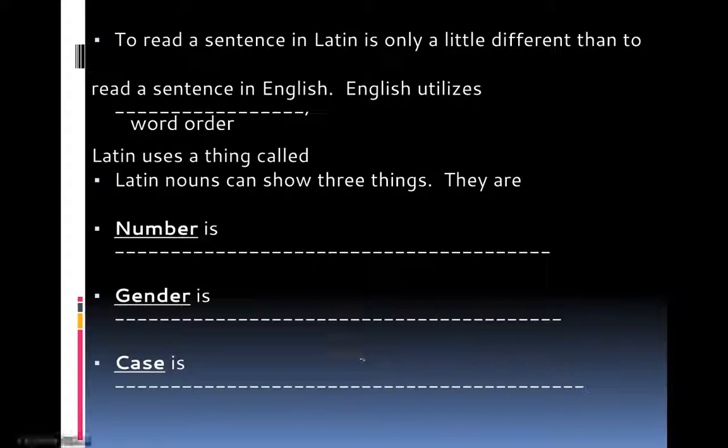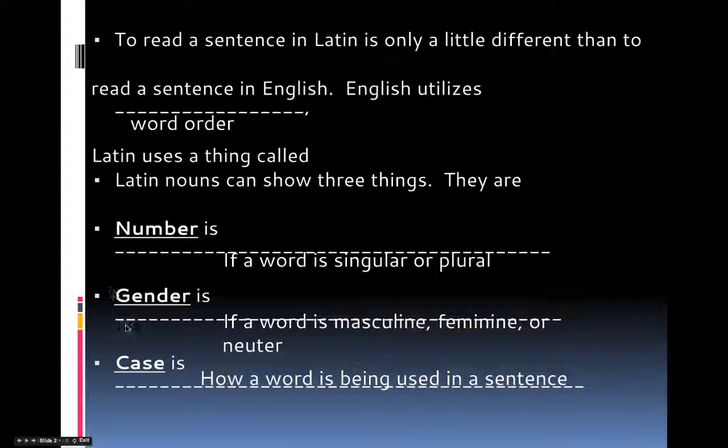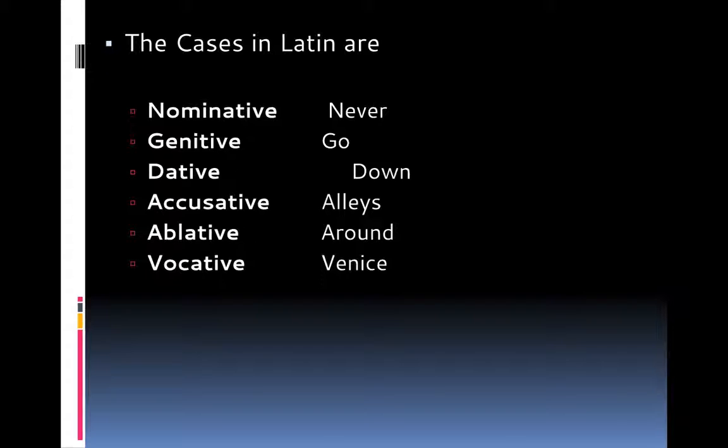And I don't know why that's not showing up, but anyway, it should say case right there. Latin nouns can show three things. They are case, number, gender. Sorry, this is all messed up. So basically, case, number, and gender down here. Number is if a word is singular or plural, and gender is if a word is masculine, feminine, or neuter. Case is how a word is being used in a sentence, and I'm pretty sure you were here for that part. So let's go past that.